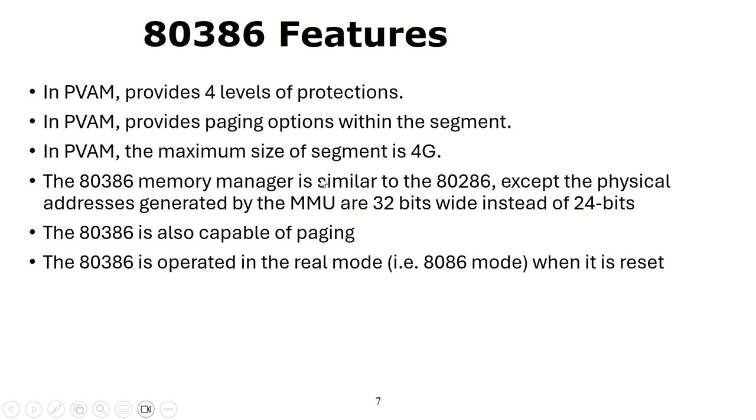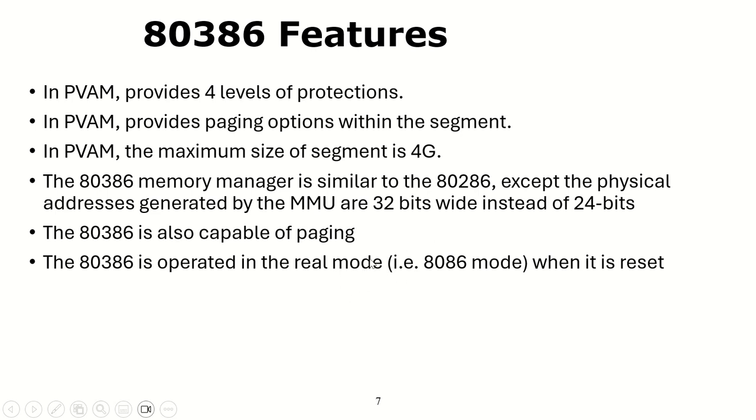Naturally, your segment size is 64K. So the size of the segment depends on the offset value. And the 386 is a true 32-bit processor as compared to the 286, which has a 24-bit address space. And like I said, it is capable of having a paging mechanism.